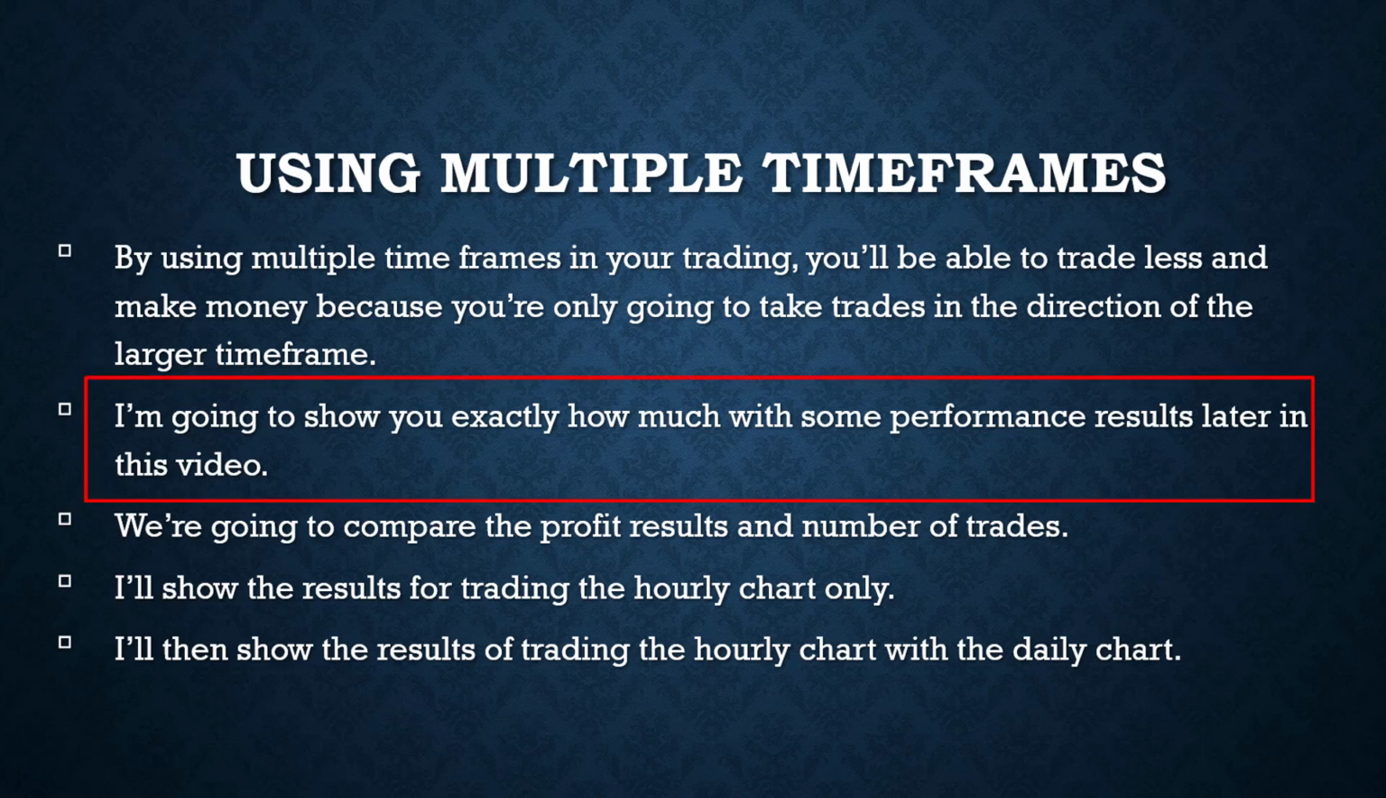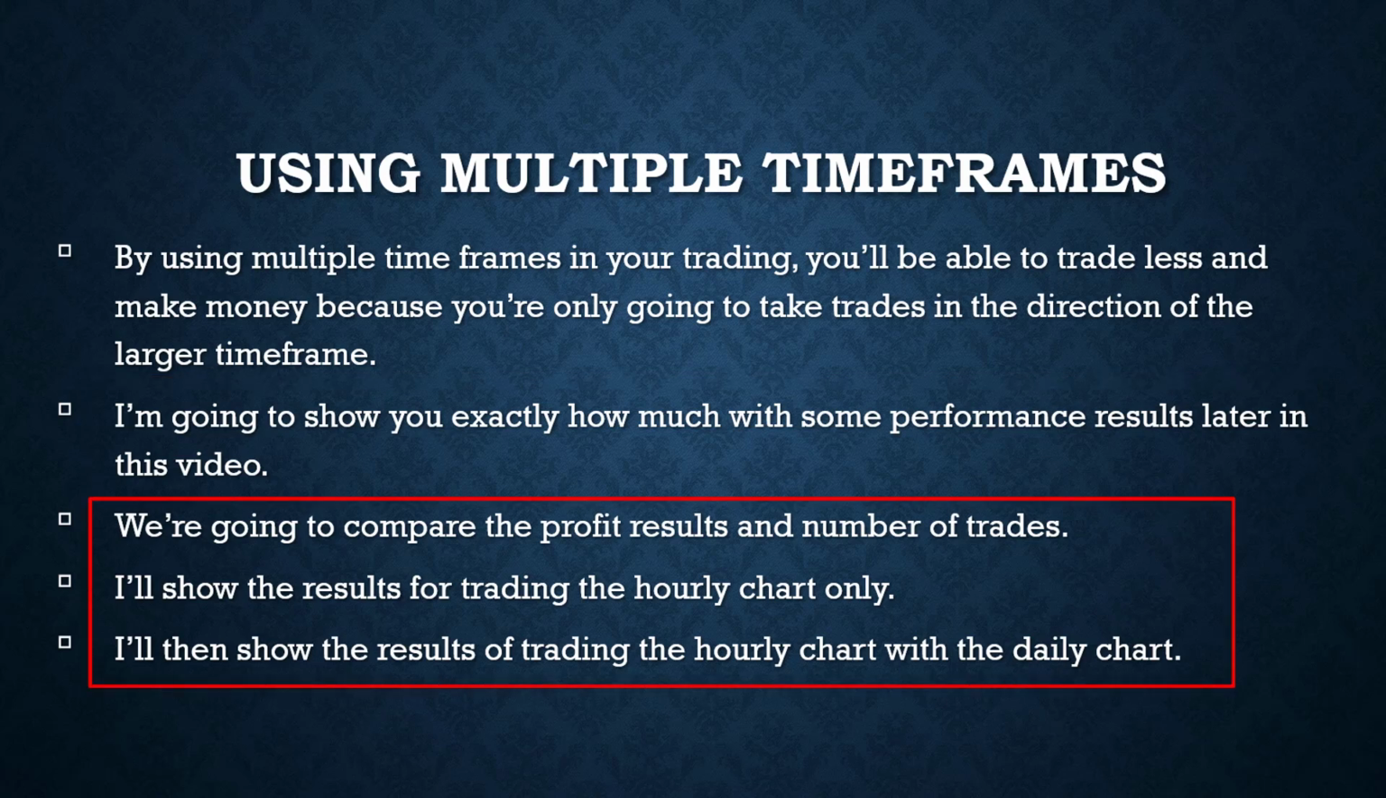We're going to compare the profit results. We're going to look at trading on an hourly chart where we're taking trades long and short with the hourly chart only. We're going to look at the results, how many trades, and then I'm going to show you the results of trading the hourly chart, but only trading in the direction that the daily chart is telling us to trade in. And I'm going to show you all of that. But the takeaway here is you're going to be taking trades just in the direction of the larger time frame so that you are not in the market all the time.